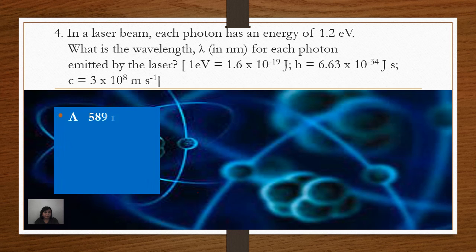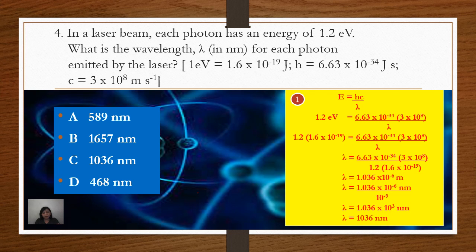A. 589 nanometer, B. 1657 nanometer, C. 1036 nanometer, D. 468 nanometer. Now we see how to solve this problem.